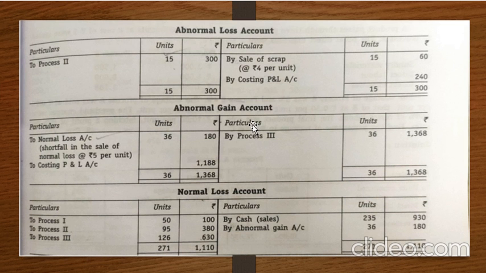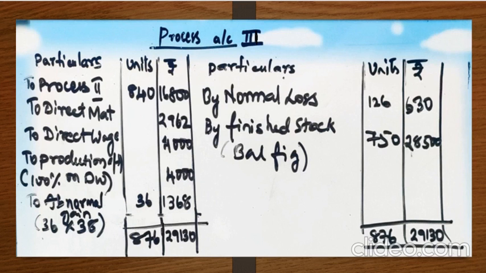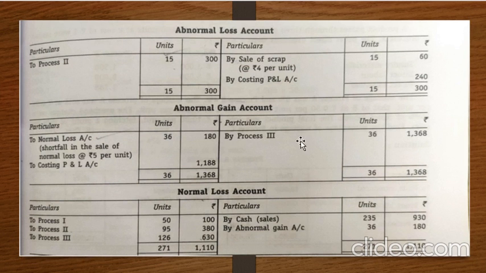In your abnormal gain account, we need to check in which process we have abnormal gain. So first process nil, we don't have loss or gain. Second process we had abnormal loss. In your third process we have your abnormal gain, which has 36 units, rupees 1368. So it will be by process 3 account when you prepare your abnormal gain account: by process 3, 36 units, 1368.